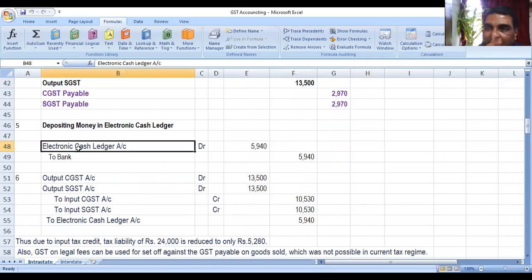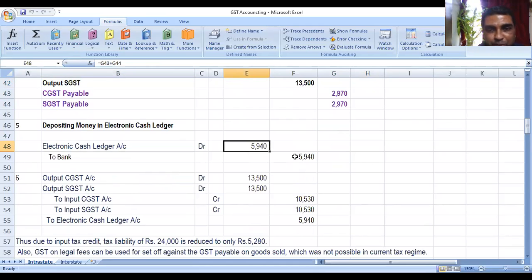Now you see, one more account I have to open: electronic cash ledger account, debit to bank. This is also a current asset. Electronic cash ledger is just like a wallet, anytime it can be used. So electronic cash ledger account debit to bank this much, because this much money is payable, minimum I have to transfer. I may transfer more also, but in that case the balance will appear in the electronic cash ledger. Then once money is available in the electronic cash ledger, I can make payment.